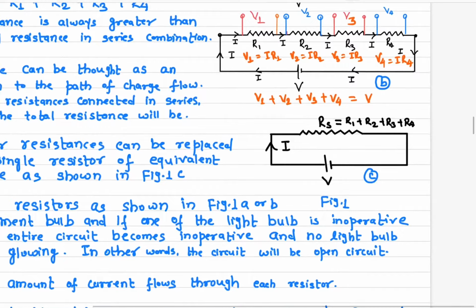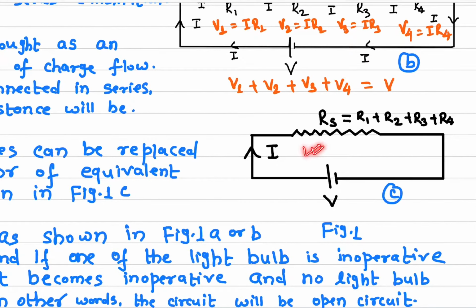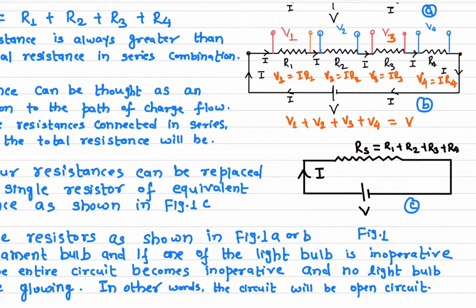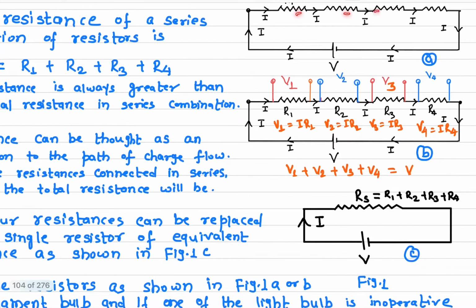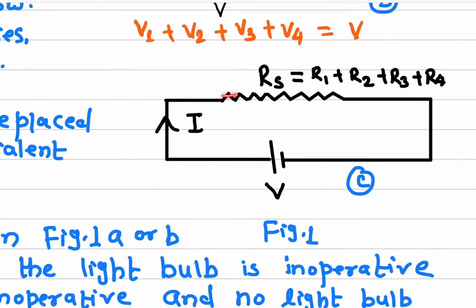Okay, so this circuit just represents that all the resistors are replaced by one single resistance in series combination. And once you know the series combination or effective resistance, then you can simply calculate I, and I will be simply equal to V divided by RS.